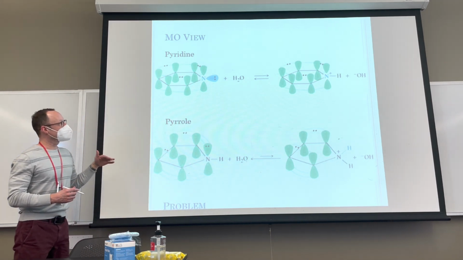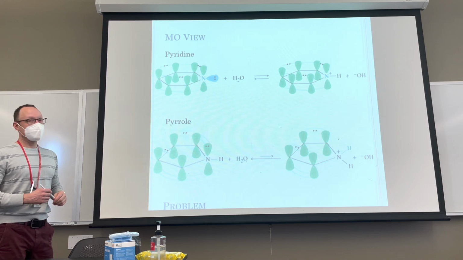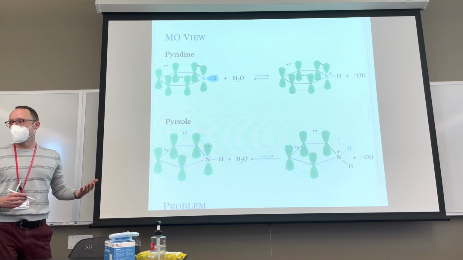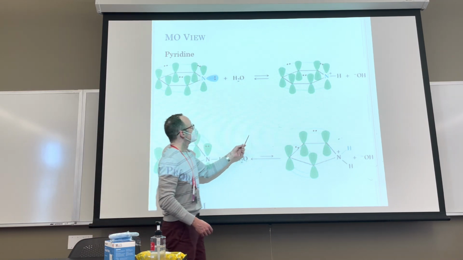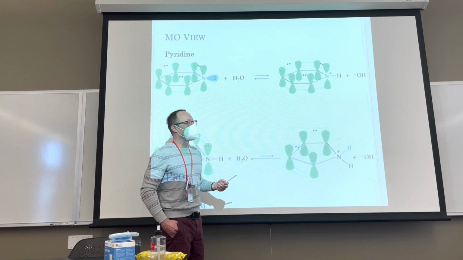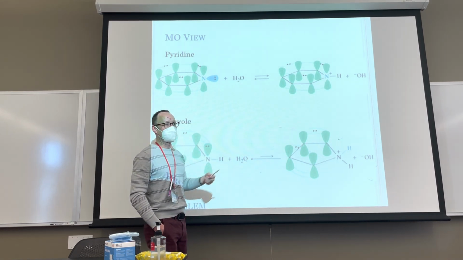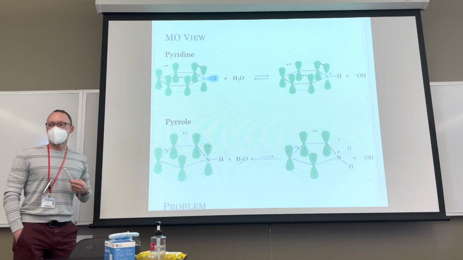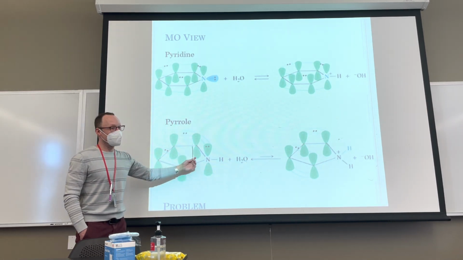The lone pair of electrons are in the plane of the ring. They're 90 degrees apart from the pi system. And so when this protonates, it's using this lone pair to grab the proton. So by protonating, you're not doing anything to disrupt the pi system of the ring, which is a very different scenario from pyrrole.